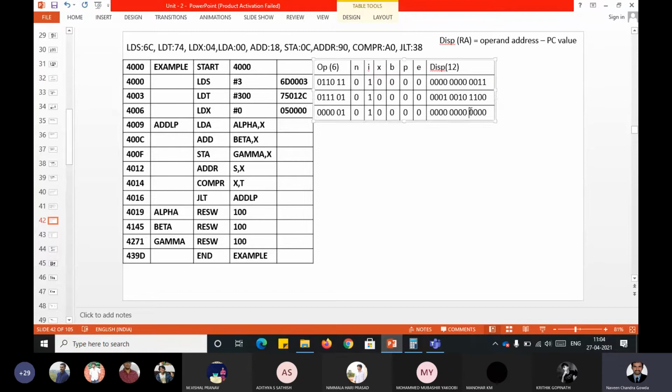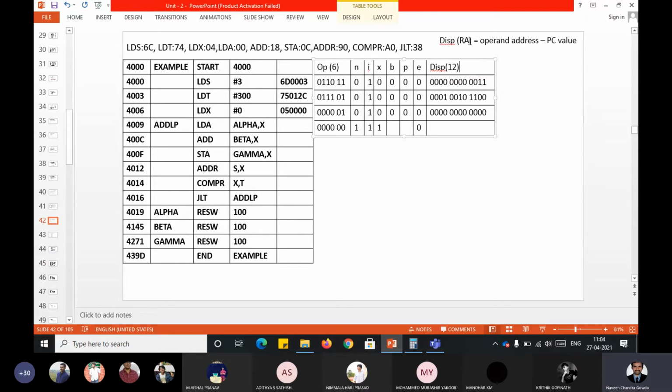Now, when I go to the next instruction, again it is LDA. What is the opcode of LDA? It is 00, so it is 4 zeros and 2 zeros. When it comes to N and I, it has neither a hash nor an at the rate, so it is simple, for which both N and I will be 1, 1. And you can observe you are using the X register right here. So it also belongs to the indexing addressing mode, so X will be 1. And again it is format 3, so E will be 0.